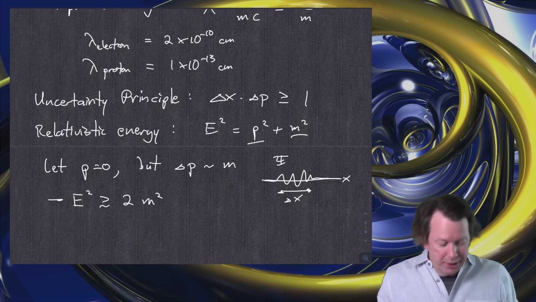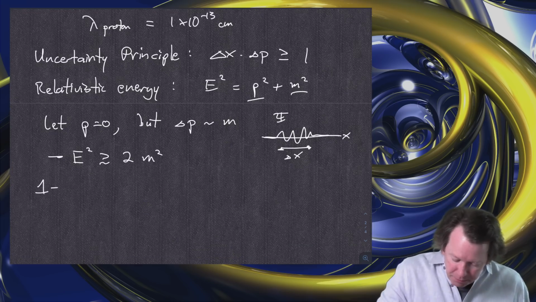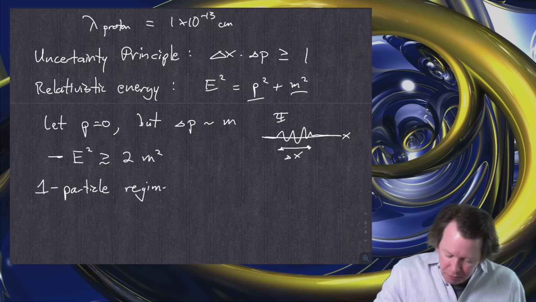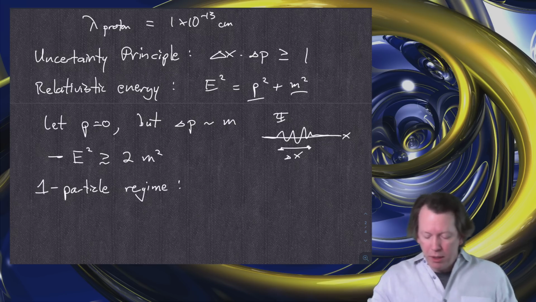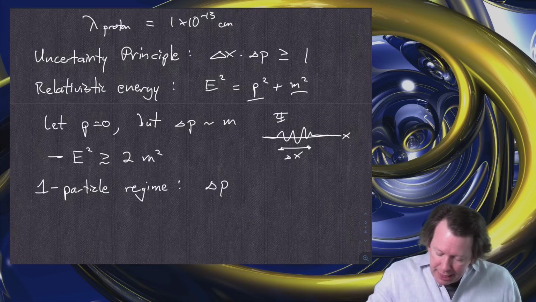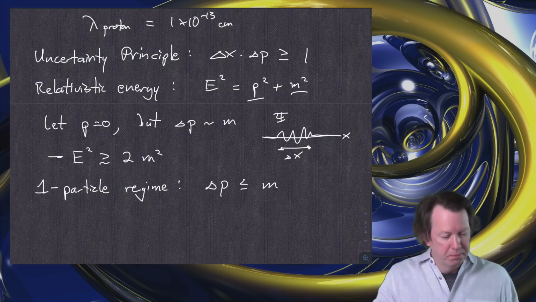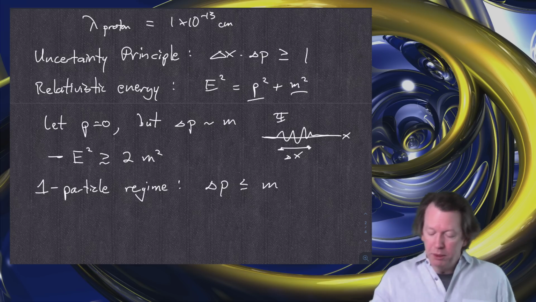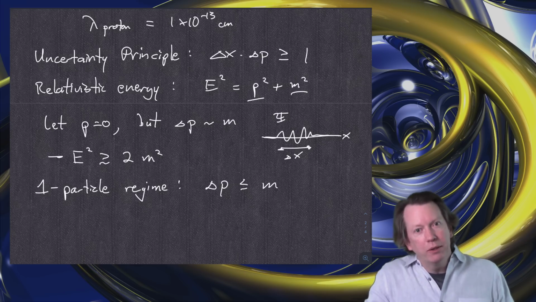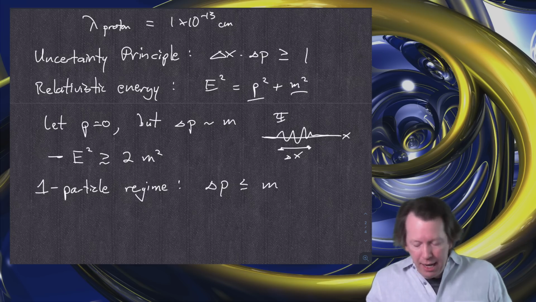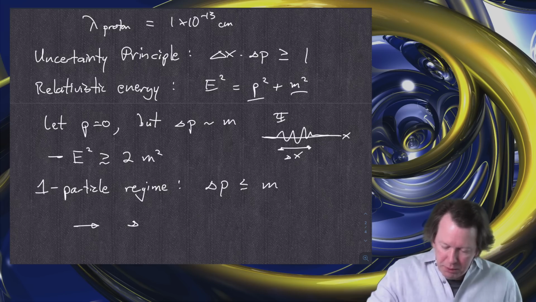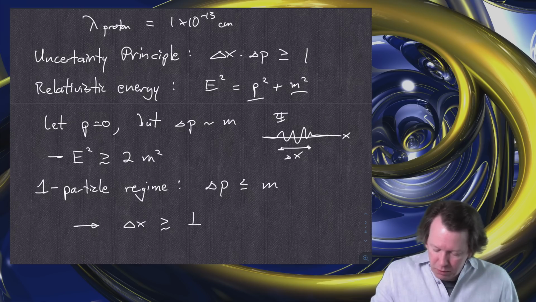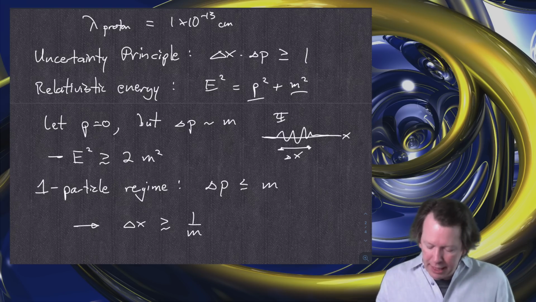So the way to get around this is to say the one particle regime, the part of the wave function of the quantum field that really describes just one particle, has the feature that delta p is less than m. And therefore, you look over at the uncertainty principle, so delta x times delta p needs to be greater than 1, but delta p is less than m, so delta x has to be greater than 1 over m. Otherwise, you're not going to satisfy the uncertainty principle.